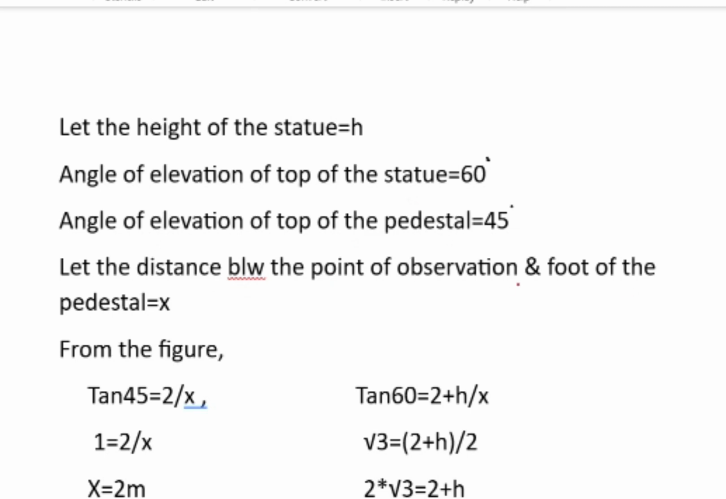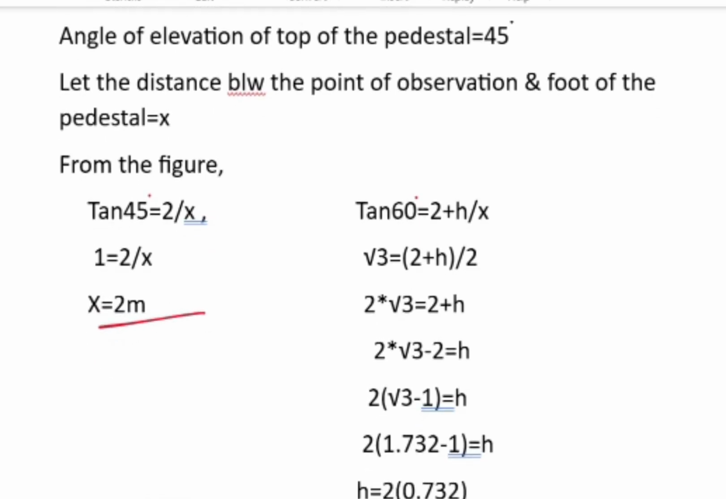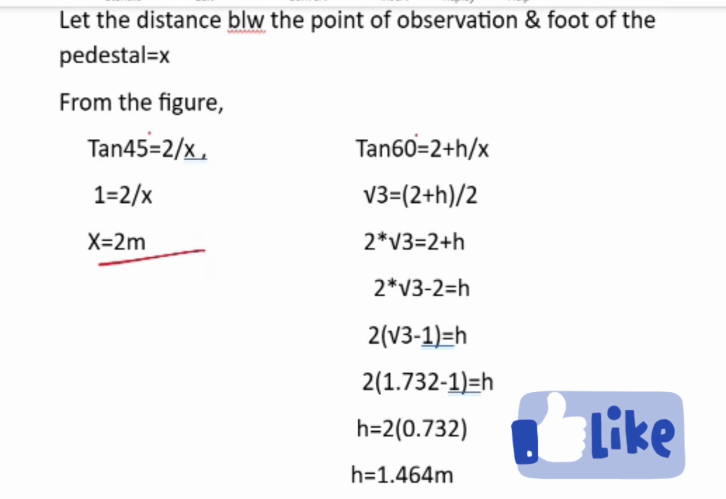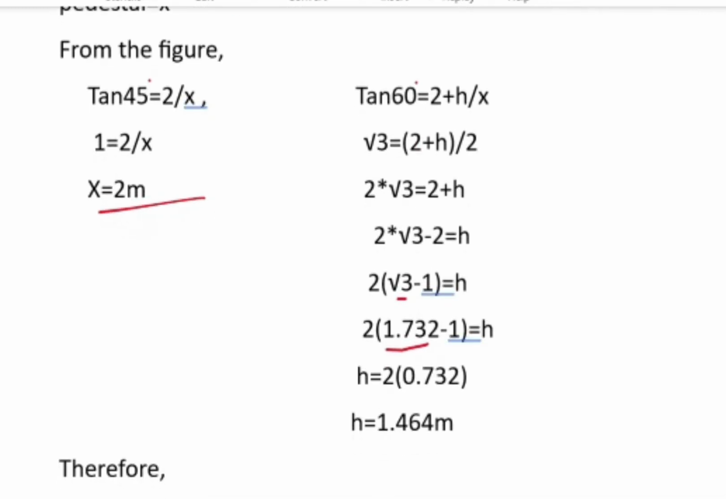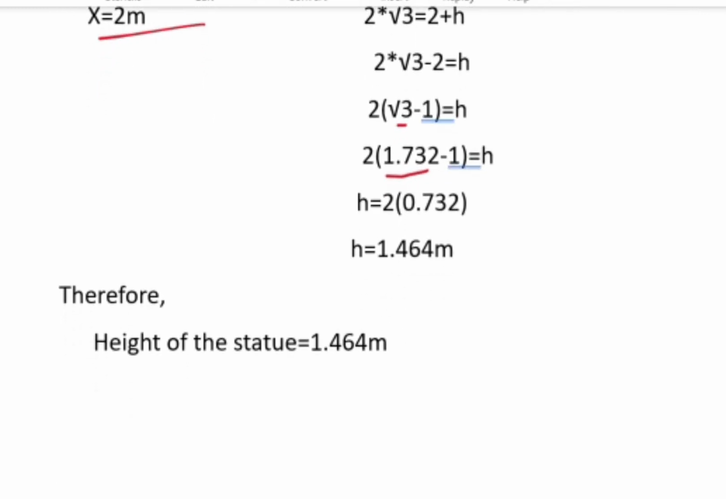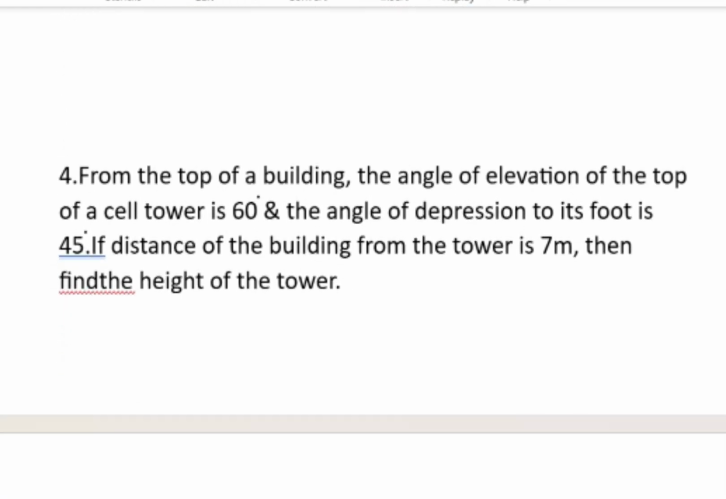Tan 60 degrees is equal to (2 plus h) by x. Root 3 is equal to (2 plus h) by x, where x value is 2. So cross multiplication, you will get 2 root 3 minus 2 is equal to h. h is equal to 2 common, 2 into (1.732 minus 1), which is 2 into 0.732. So h is equal to 1.464 meters. Therefore, the height of the statue is 1.464 meters.